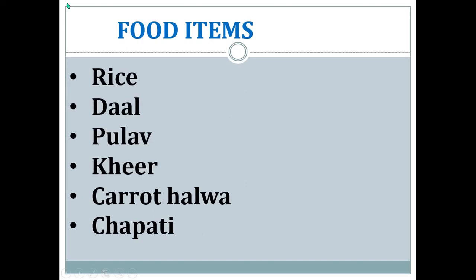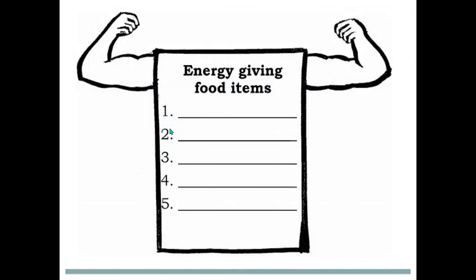So here I have given some examples of the food items which we eat in our daily life: rice, dal, pulao, ghee, carrot halwa, chapati. These are some of the food items which we normally use in our daily life. You are all familiar with this, is it children? These foods are very tasty and we like to eat them, and they give energy for us. So let's classify these food items into three types.